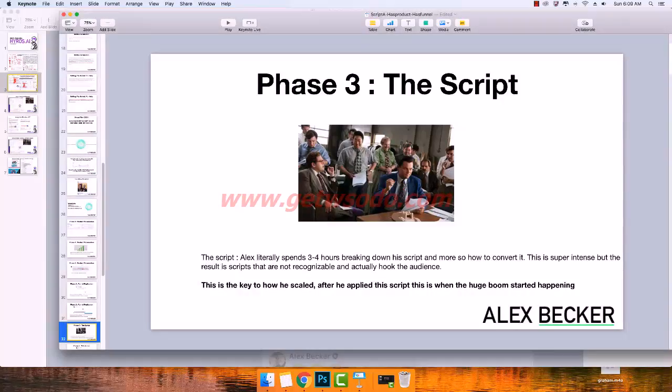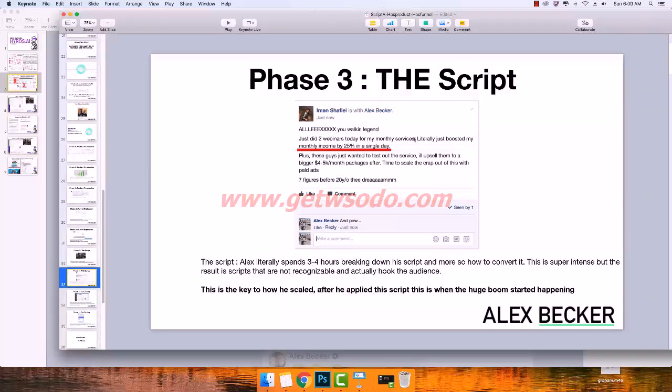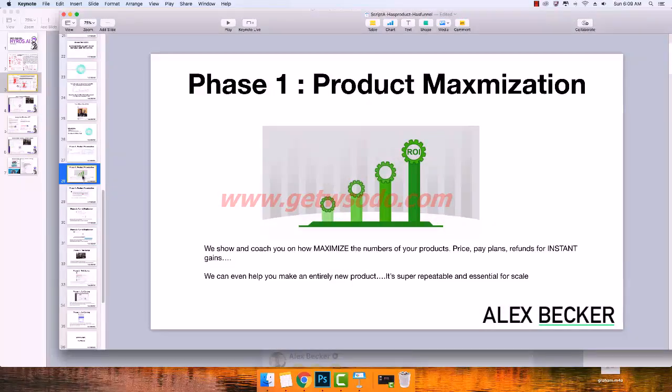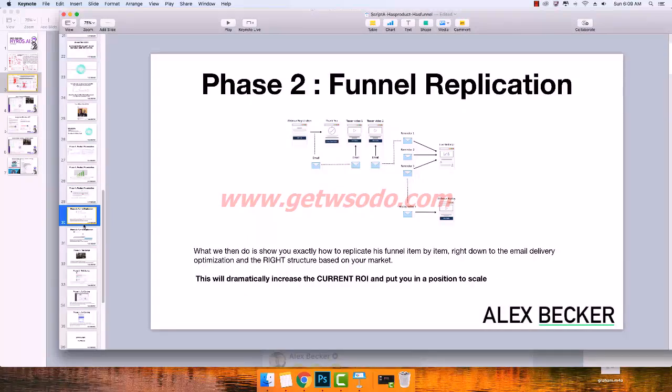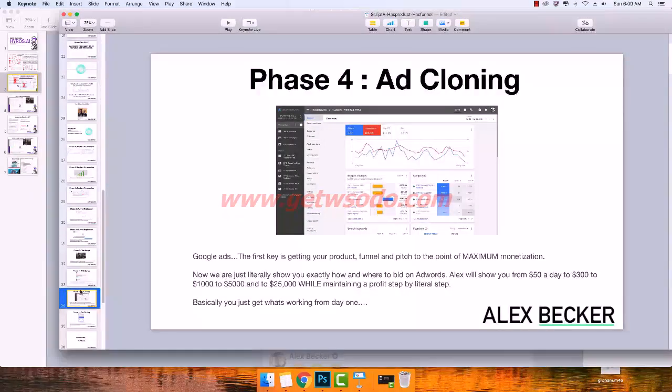And the way the script is set up is not one-size-fits-all. It applies to your specific market, which is, again, why I can't tell you what exact script to use on this call. You need to come down and you need to actually sit down and go through the script process with Alex. And again, here's the student right here, applied our scripts to what he's doing, was able to increase his income by 25% in a single day. And so now that we've applied product maximization, we've applied the perfect funnel and optimized the funnel, we've applied the script, now we just take this over to AdWords.